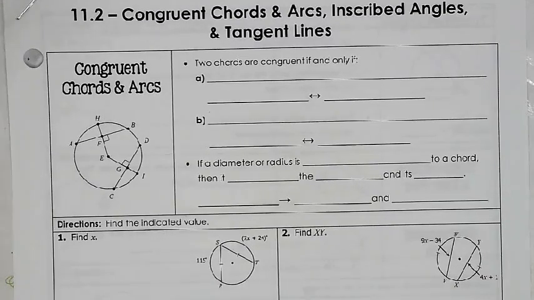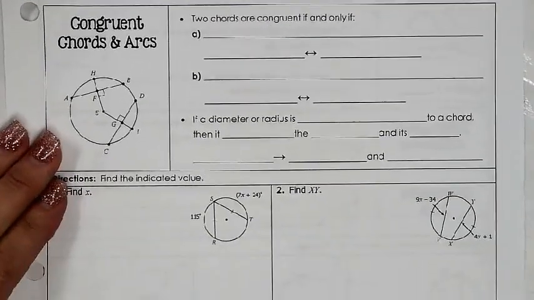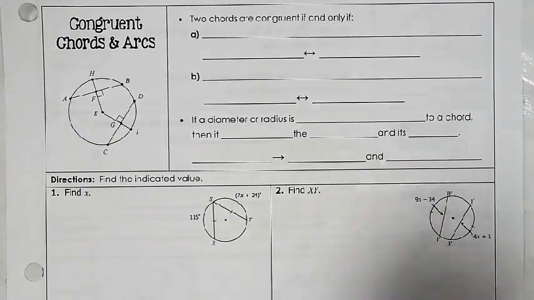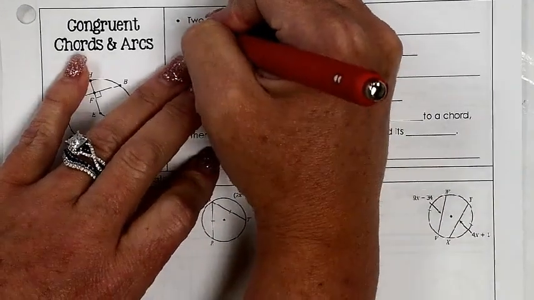So today we are going to talk about congruent chords and arcs, inscribed angles, and tangent lines. So starting with congruent chords and arcs. Two chords are congruent if and only if their corresponding arcs are congruent.